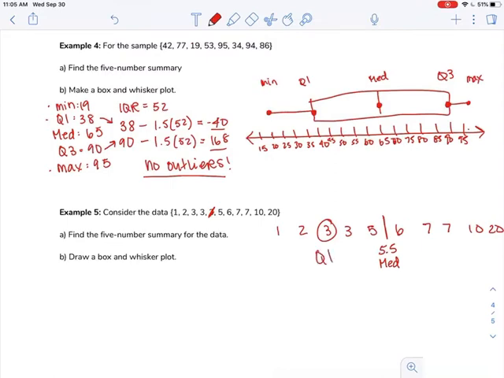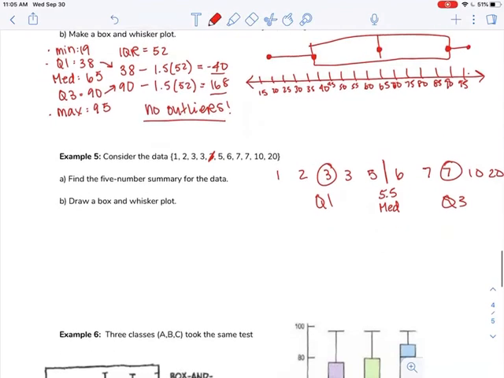My quartile 1 is at 3, and my quartile 3 is at 7. All right, so then I'm going to list my 5-number summary. My minimum, or my least value, is 1. My quartile 1 is 3. My median is 5.5. My quartile 3 is 7. And my max is 20.